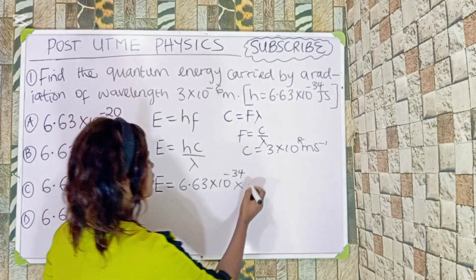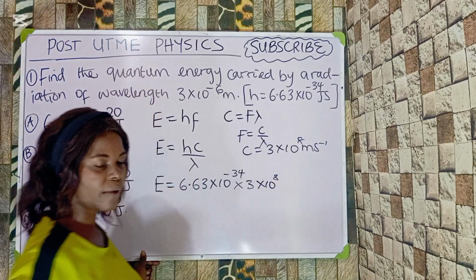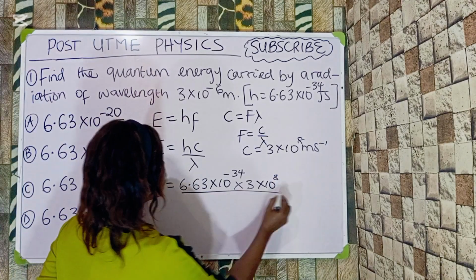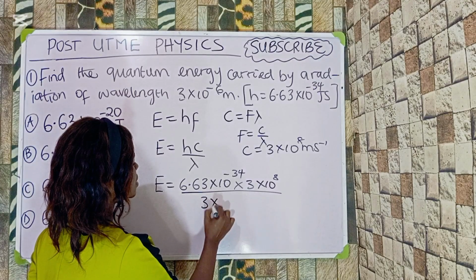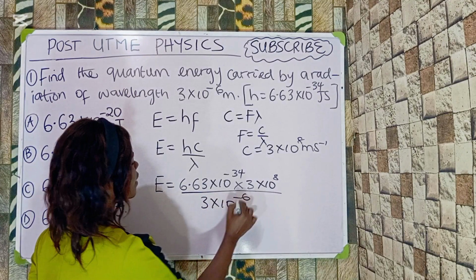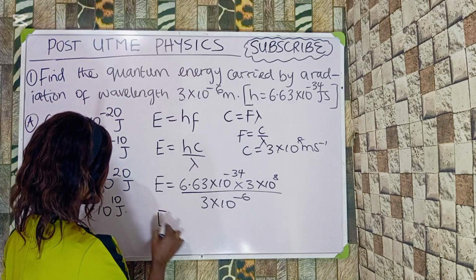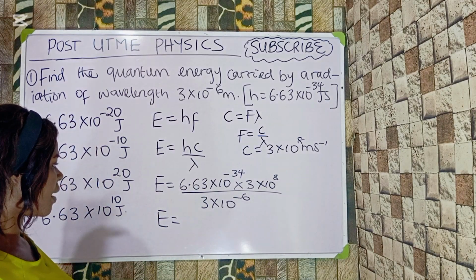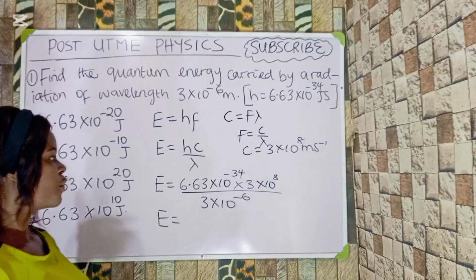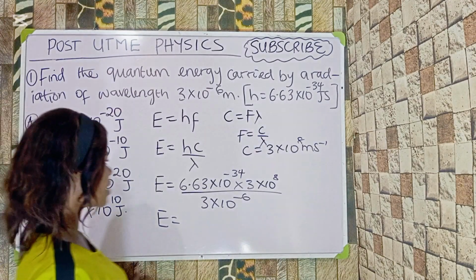We have this as 3 times 10 to the power of 8, divided by the wavelength given in the question to be 3 times 10 to the power of minus 6. Is that clear? So we can get our answer smiling. Now what do we have? Let's work it together. You can still decide to do it without using a calculator. I will teach you how to do that.